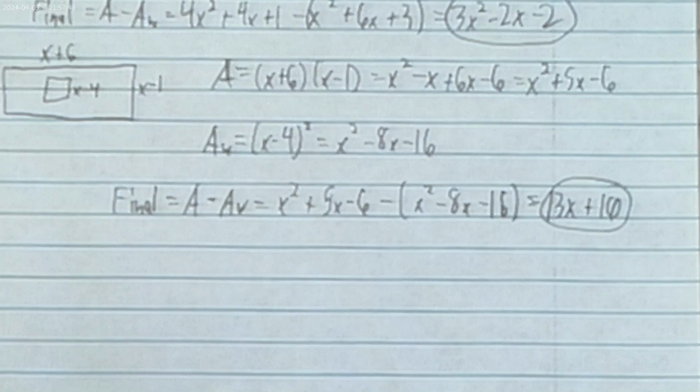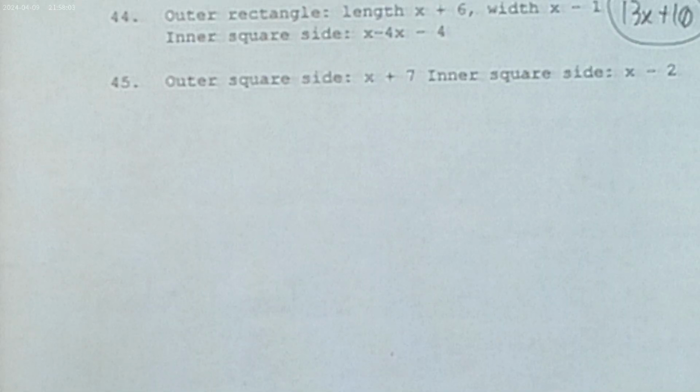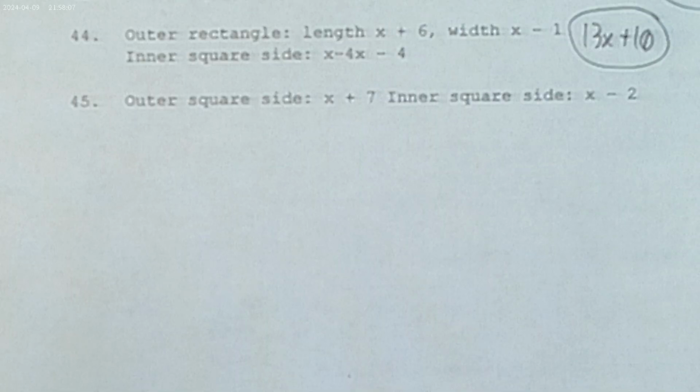There we go. You should be getting to be pros at this by now. I would certainly hope so, or at the very least exhausted of my reviews. So 45. This is the last problem before the assessment, before Christmas break too. All right, so we have an outer square. I knew that it was coming, but I'm still very happy to see that it was a square. So x plus 7 on the outside, x minus 2 on the inside.